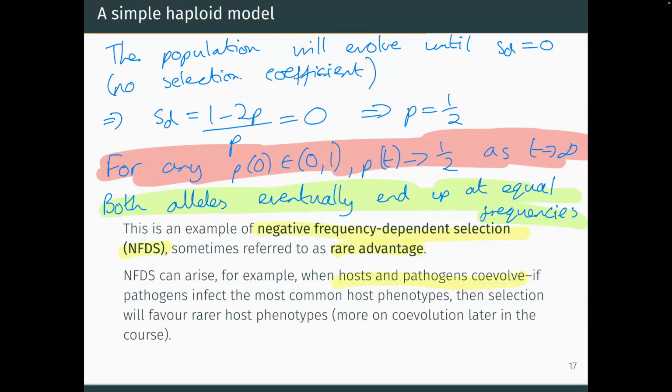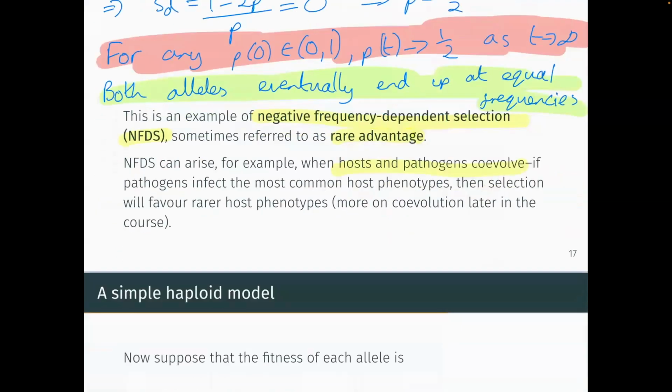It also promotes diversity. Our final point here is that it's not just one of these alleles going to fixation; we've ended up with more diversity. So these kinds of processes, negative frequency dependent selection, can help us explain some of the genetic and phenotypic diversity that we see in the real world.